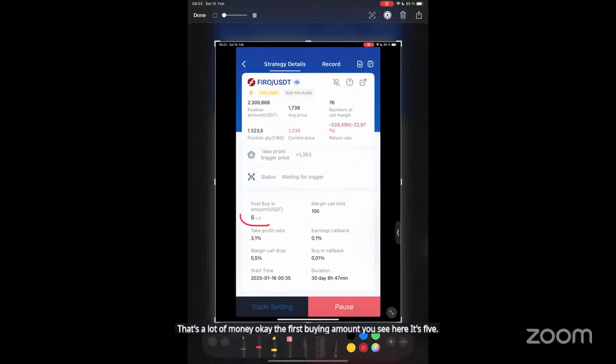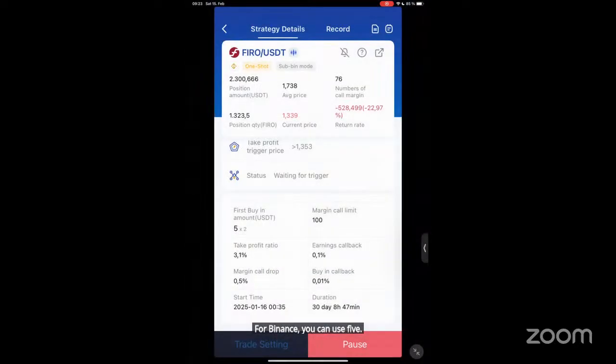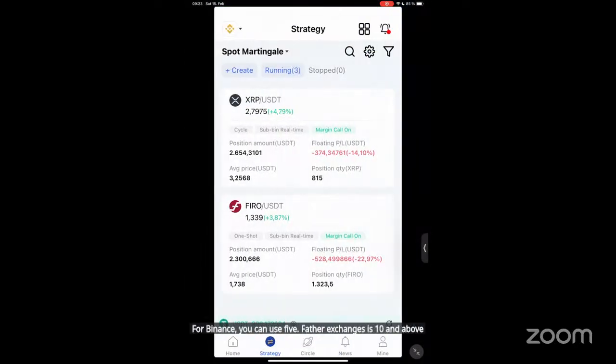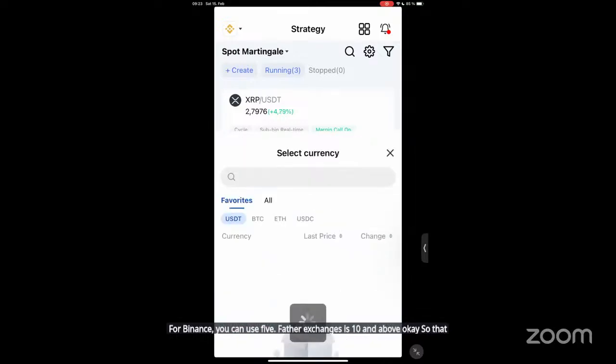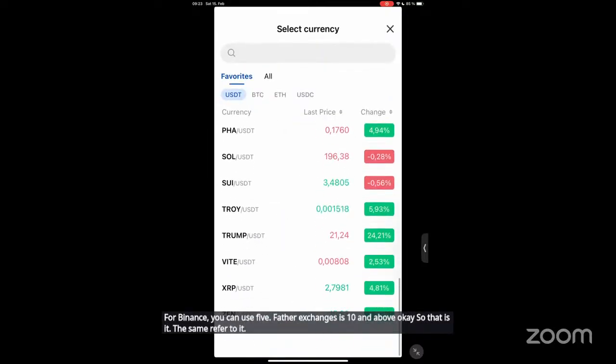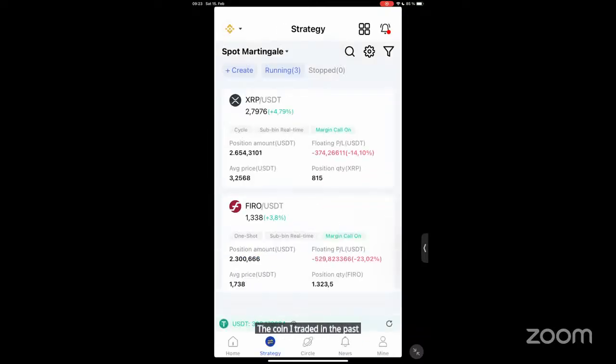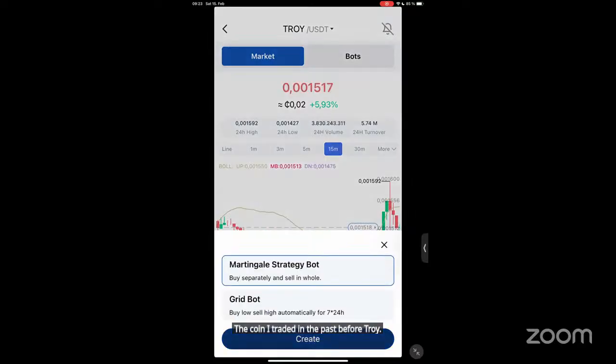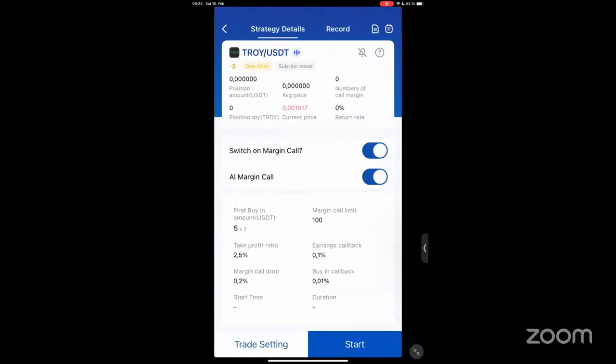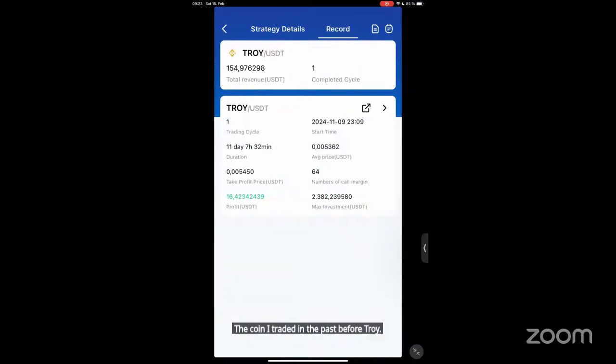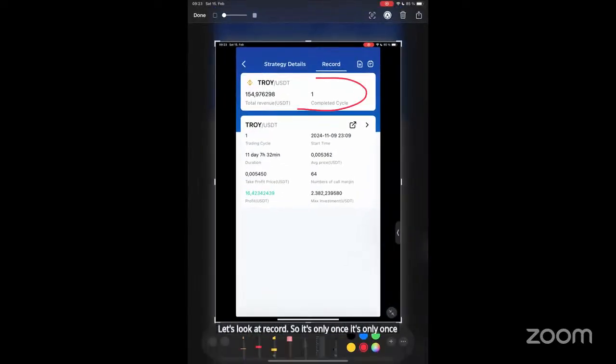For Binance, you can use 5. For other exchanges, it's 10 and above. Okay. So that is it. The same referred to the coin I traded in the past before Troy. Let's look at record. So it's only once that the cycle has been completed. Only once I've traded it.